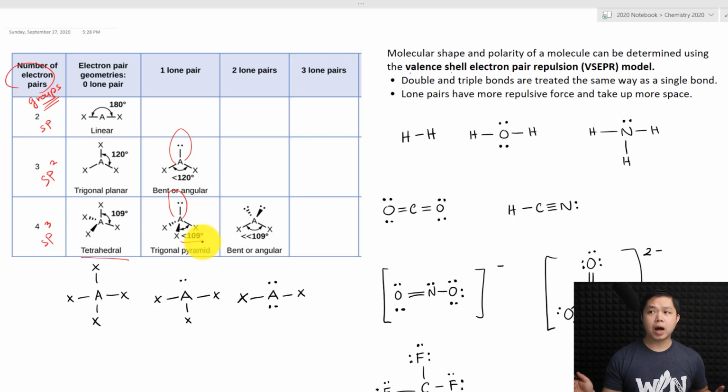So if you put 109, it will be incorrect. Now, what happens when 2 of them become a lone pair? So basically, we have this now, so it takes more space, right? So therefore, we have bent.